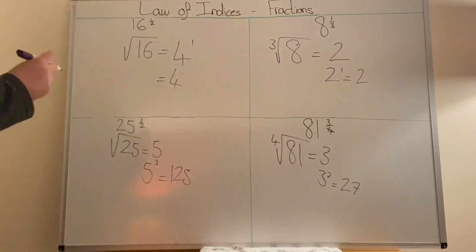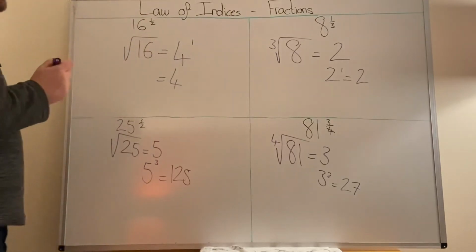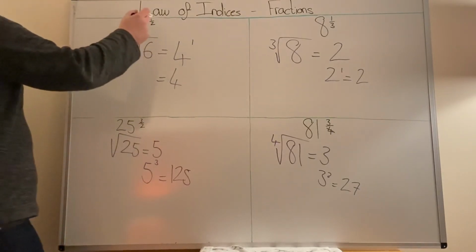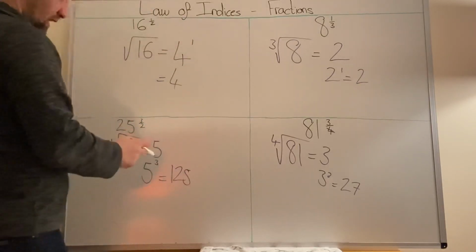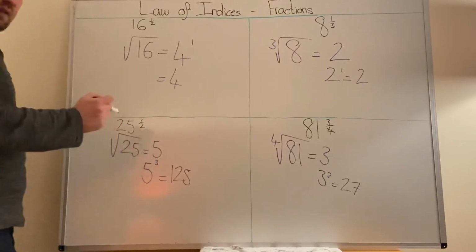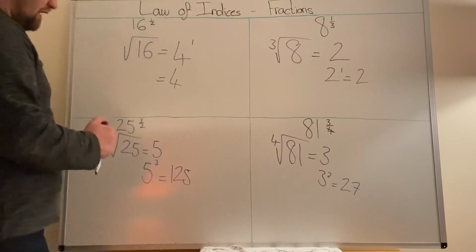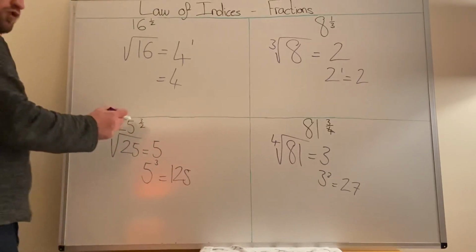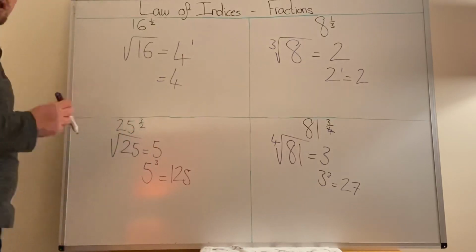So key bits to remember. The number on the bottom tells you what root you're looking for. The number on the top tells you what the power is. So if you look at this one, our power once we'd square rooted it was 3. So you're doing 5 times 5 times 5, which equals 125. I recommend that you do the root first, the bottom number first, and then you do the top number after it.